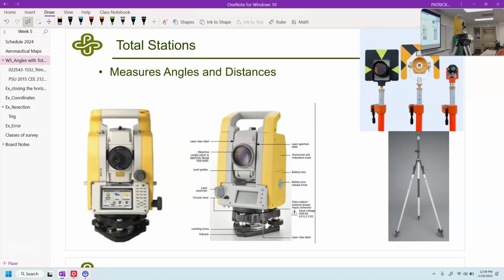You can visually look up here, I'm not anywhere close to level, so I'm not even getting close to where I need to be. But this is the initial part, just walking the tripod to get over the point.